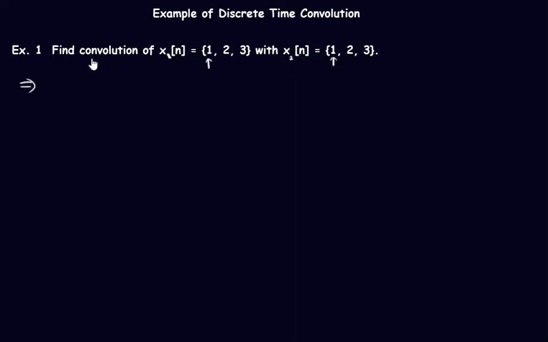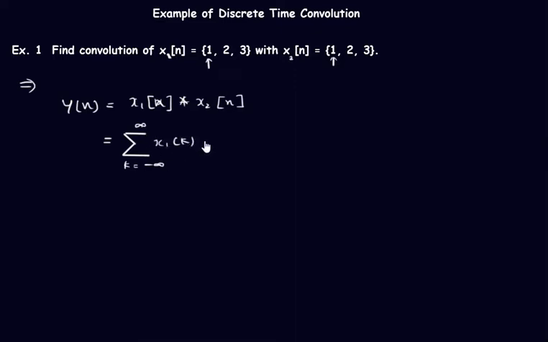As we have already discussed in our previous session, the standard convolution sum equation can be written as y of n is equal to x1 convolving with x2 of n. In the form of a summation, we can write it as the summation from k equal to minus infinity to infinity of x1 of k into x2 of n minus k. This means we will convert the sequences in terms of k, and the second term will be n minus k.